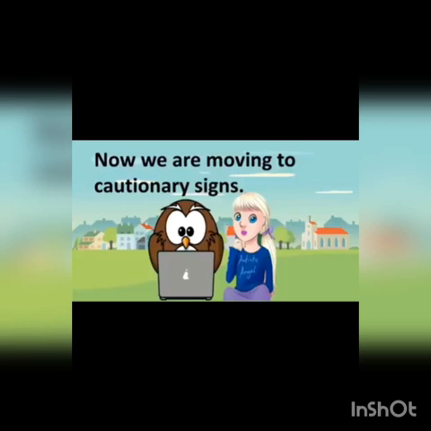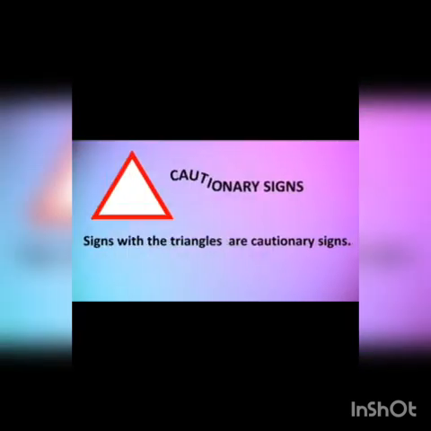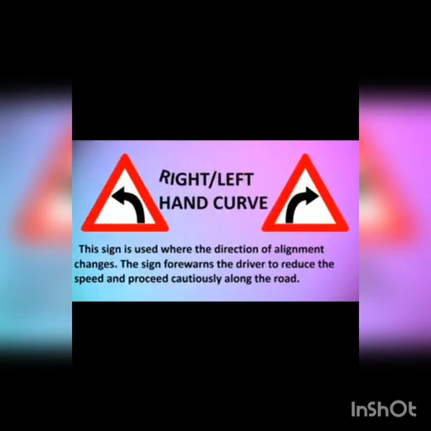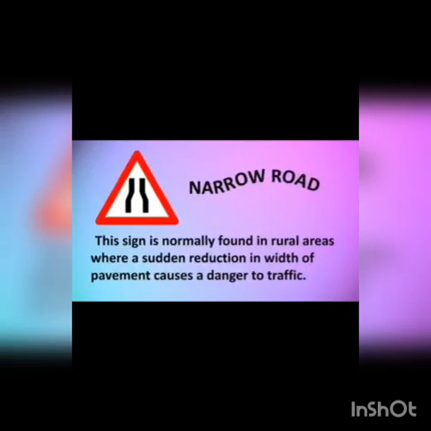Now we are moving to cautionary signs. Signs with triangles are cautionary signs. Triangle signs are cautionary signs. They warn people about unsafe conditions on the road. Right or left hand curve: this sign is used where the direction of the alignment changes. The sign forewarns the driver to reduce the speed and proceed cautiously along the road.